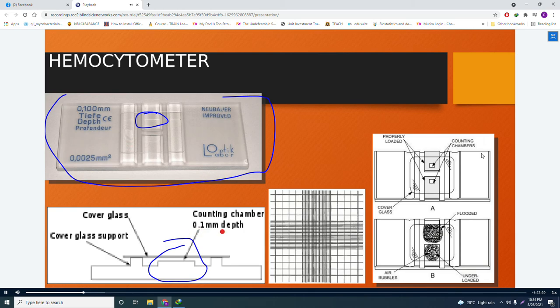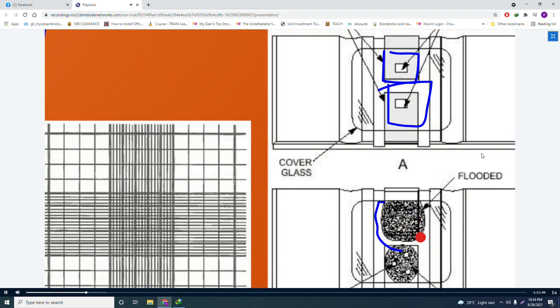The depth of the counting chamber is 0.1 millimeter. When you look at it under the microscope, it's going to look like this. When you put in the blood diluted with the diluting fluid, it should fill this entire gap. It cannot be overfilled like this, class, see, it spills over at the periphery. It also can't be underfilled like this, with space left over and bubbles.